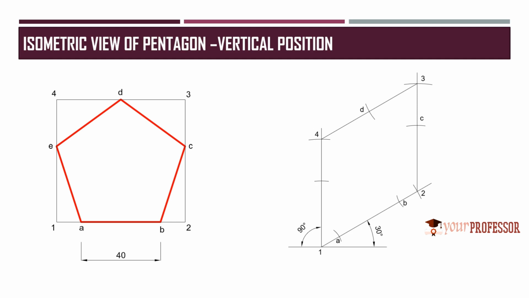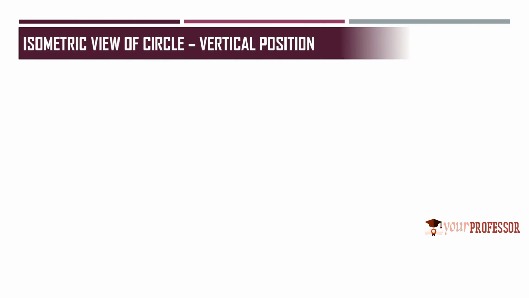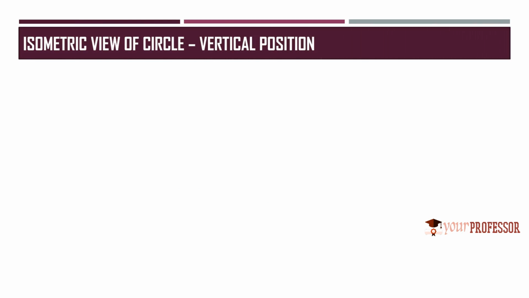So we have transferred all the distances, right? So this is point E. If we join all these, we can have the isometric view of a pentagon in vertical position. Let's join. Join AB, BC, CD, DE and EA. This is the isometric view of a pentagon in vertical position. Let's see the isometric view of the next object, which is nothing but a circle in vertical position.